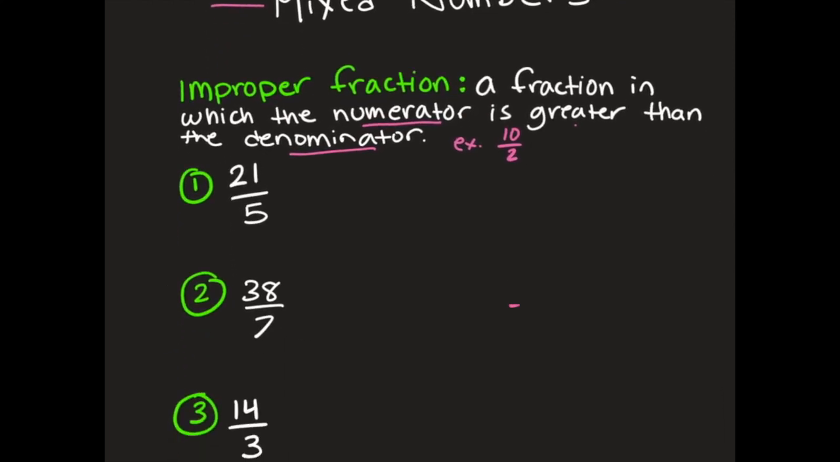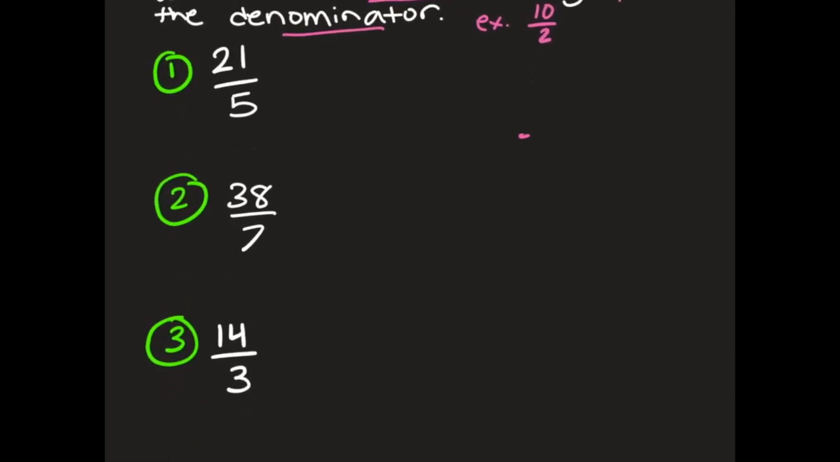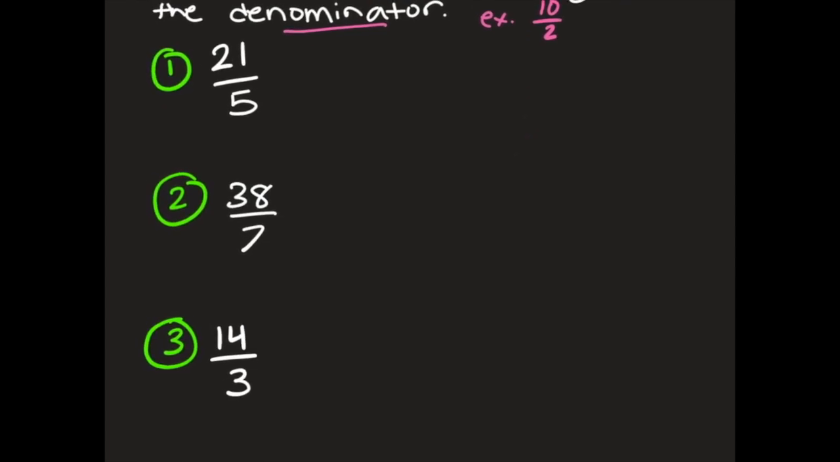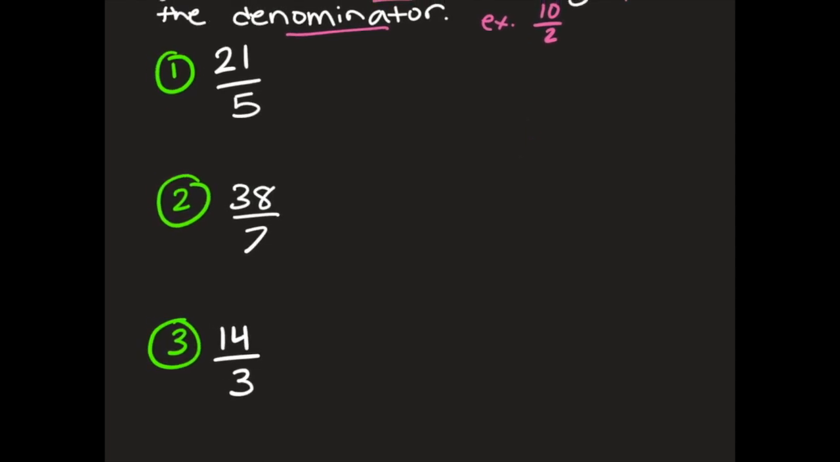All right, so we have a couple examples, and I'm going to show you a few different ways in which you can take an improper fraction and turn it into a mixed number. Okay, so the first one is 21/5. So I'm going to ask myself, how many times can 5 go into 21 evenly?